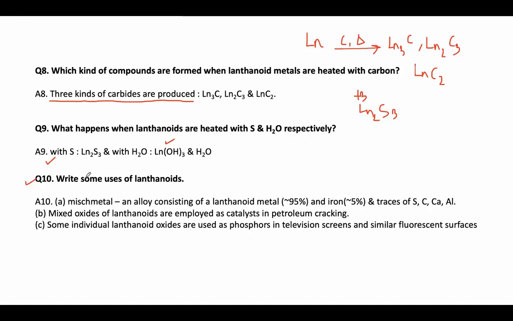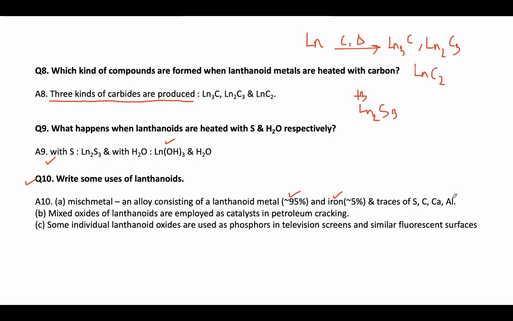The name mischmetal comes from the German name, meaning mixed metal. It's an alloy of the rare earth elements, also containing a d-block element, iron, at about 5%. The other components are traces of sulfur, a p-block element, carbon, also a p-block element, and two metals: calcium, which is an s-block element, and aluminium, which is a p-block element.